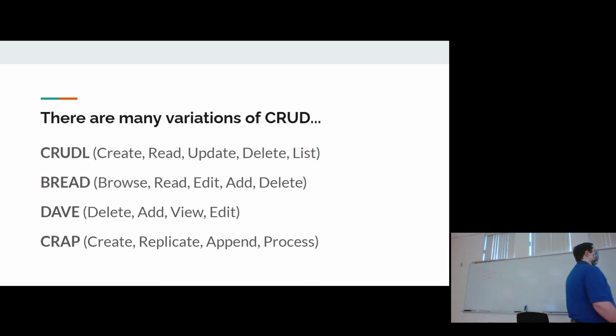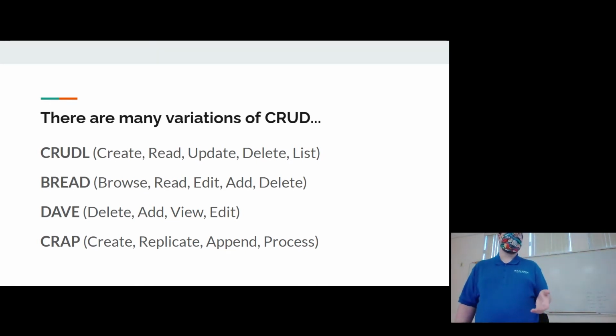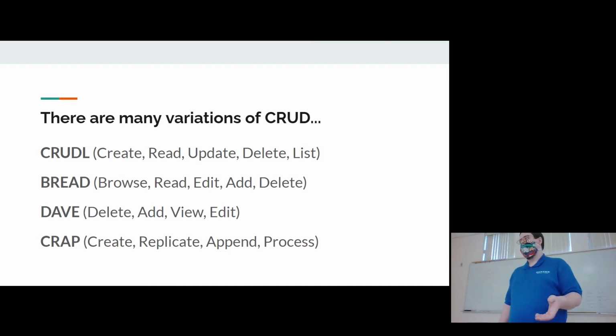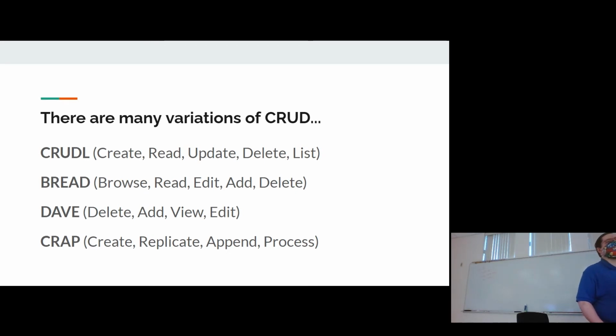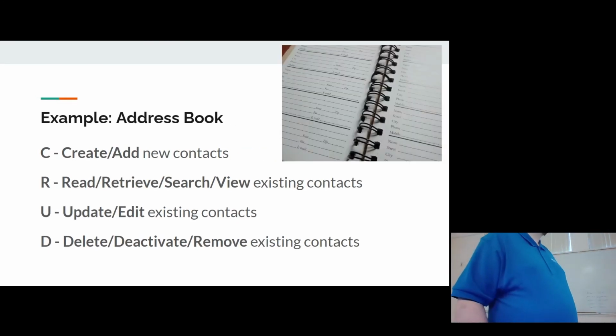You might also see the term BREAD, B for browse, as if you're searching for data, read, edit, add, delete. DAVE, delete, add, view, edit. CRAP, create, replicate, append, or process. There's a lot of different ways to write this out, but CRUD is the most common one that we see in industry. I would argue that CRUDL is probably a little bit of a better acronym because that list gets forgotten all the time, but it's not really the one that we use most commonly in the industry.